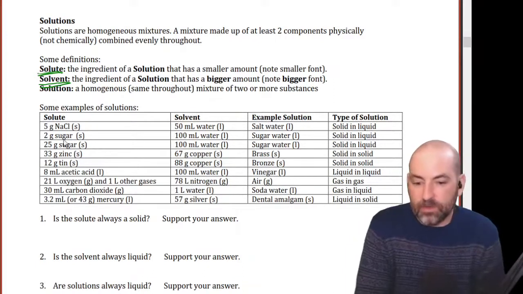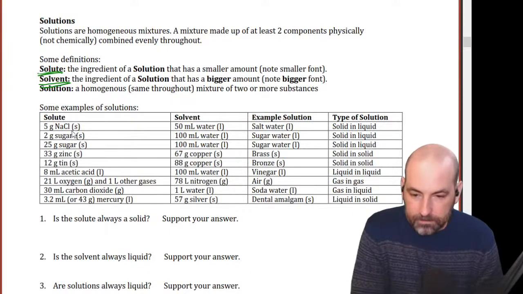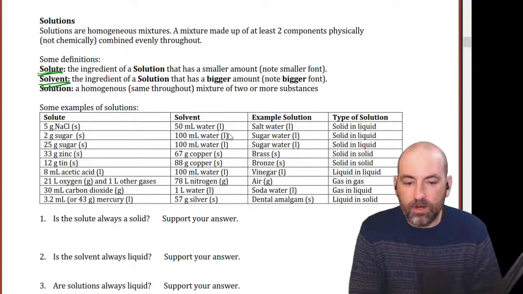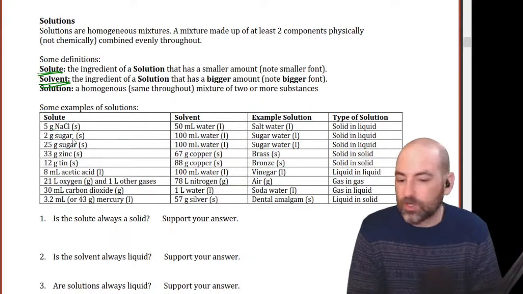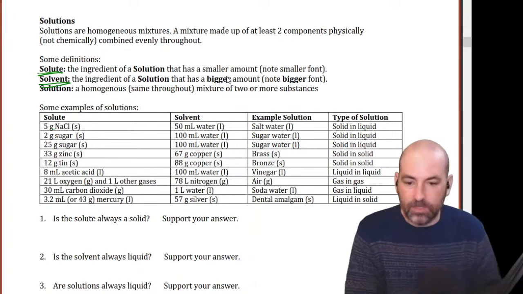The first row is one of those examples. In fact, the first couple rows are where we would dissolve some solid solute, like 5 grams of sodium chloride, in water, say 50 milliliters of water, and we make salt water, and that's a solid in a liquid solution. We could also dissolve sugar in water. We'll talk a little bit about what the difference is with those solutions.